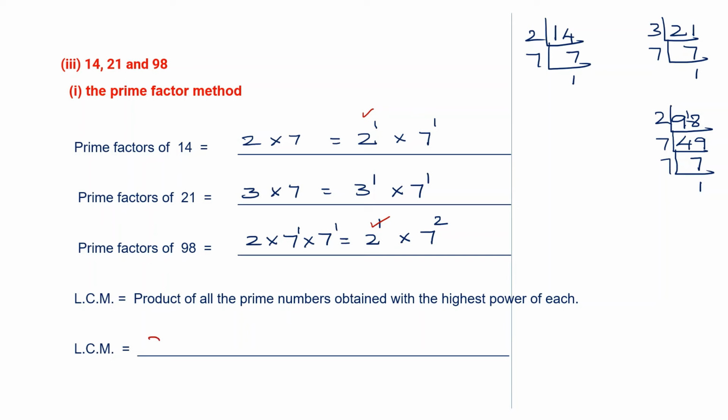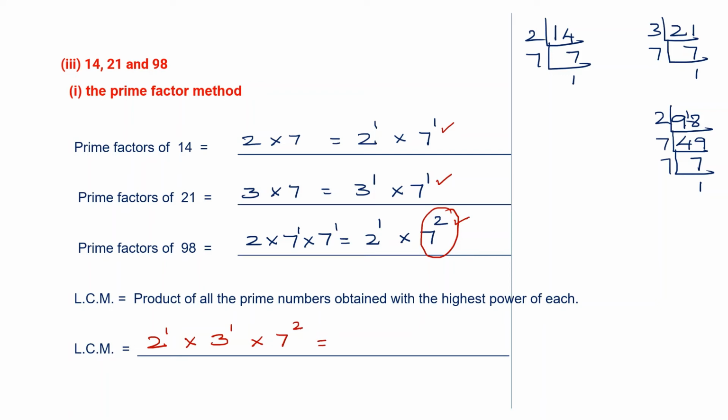So the highest power of 2 is 2 to the power of 1. Then let's see 3. I have only one 3, so that is 3 to the power of 1. Then let me see 7. So now we finish with 2 and 3. Let's see with 7. Here I have 7 to the power of 1, 7 to the power of 1, 7 to the power of 2. So this is the 7 with the highest power. So 7 to the power of 2.